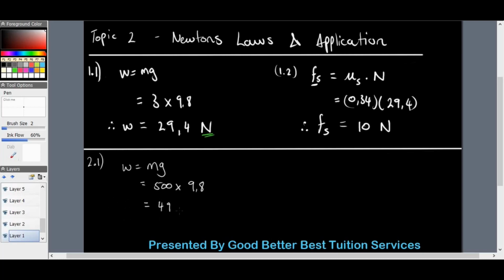Are we calculating the wind? Oh, Newton, sorry. Just making a joke. No, it's fine.